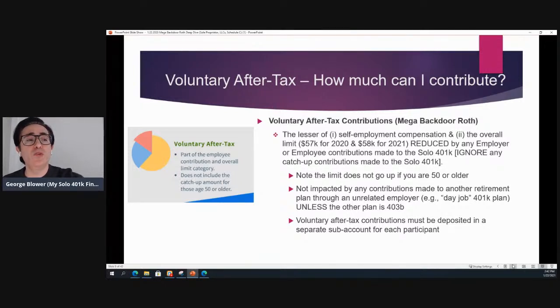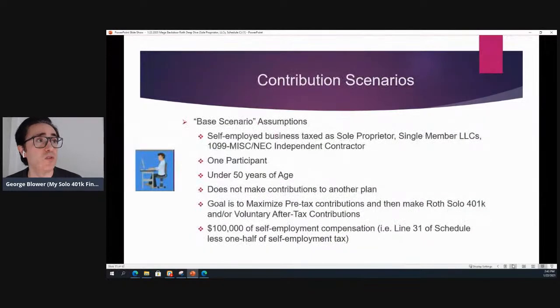So like the employer contribution, it's not impacted by any contributions made to another plan, like a day job 401k plan. One exception would be the 403(b) contributions. You do need to consider 403(b) contributions for purposes of determining whether you've met this limit. And like the Roth contributions, those after-tax contributions need to be deposited into a separate sub-account. That's how you could end up with 3 accounts for each participant. You might have a pre-tax account, a Roth account, and then a voluntary after-tax account. And you'll see as we go through the slides, we really try to illustrate that. But that's one of the fundamental points there.